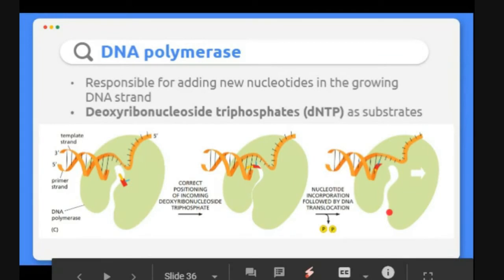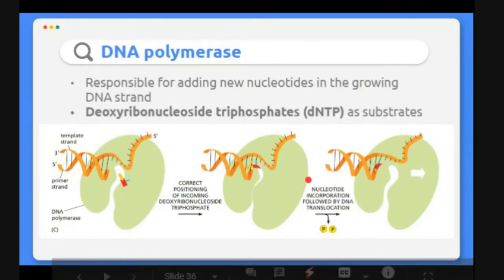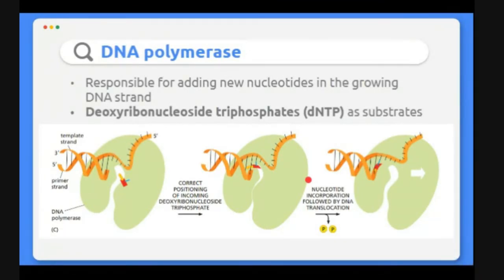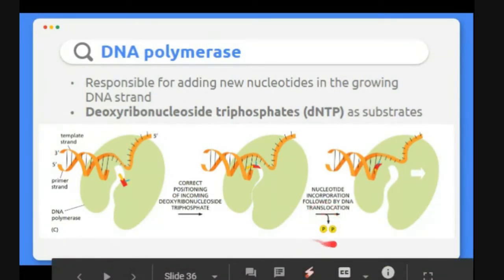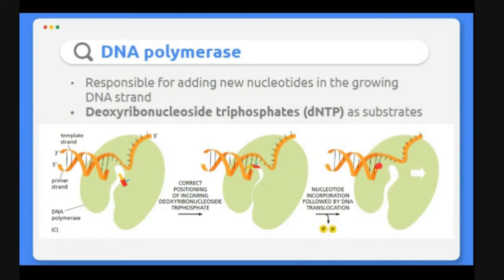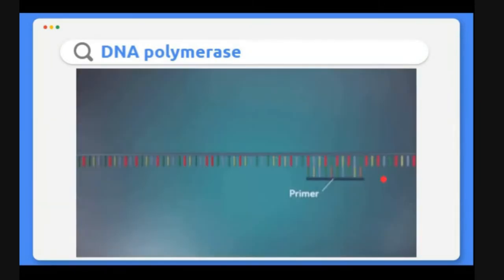Yan yung ginagawa ng DNA polymerase. And remember nyo the DNA structure? Yung nucleotide, one phosphate group, one sugar, one nucleotide base, right? So, yung sa deoxyribonucleoside triphosphates mo, tatlo yung phosphate group. Ngayon, yung DNA polymerase mo, tinatanggal niya yung dalawang phosphate group para isa lang yung phosphate group na ma-add. Okay? Makikita natin yan mamaya.